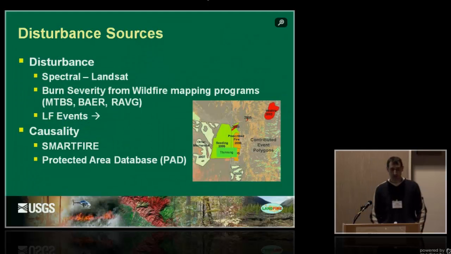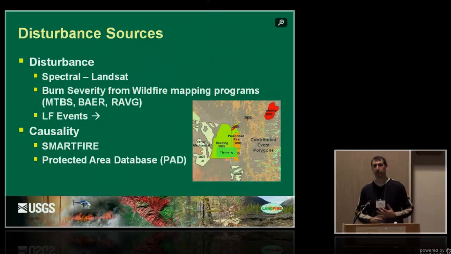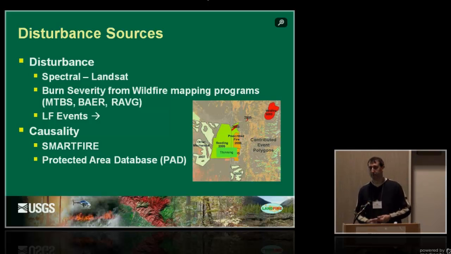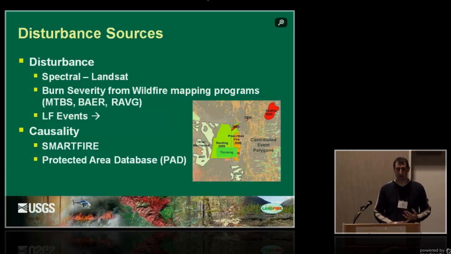So the disturbance sources that we rely on are really three major data sources. We have the burn severity mapping programs from the wildfire mapping programs, such as MTBS, BEAR, and RAVG, and then LANDFIRE events that Brenda's talked about. And then our catch-all really is the spectral information from Landsat, which we use to capture events or disturbances that are not captured in those other databases. And then we're also relying on a couple other data sets to help us with causality, and they're the protected area database and then a SMART fire database as well.